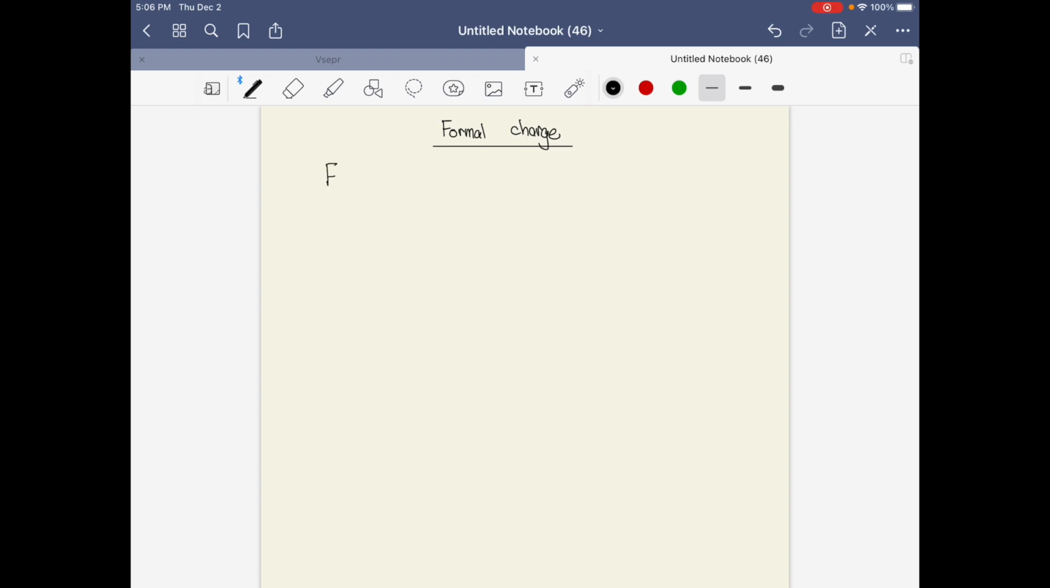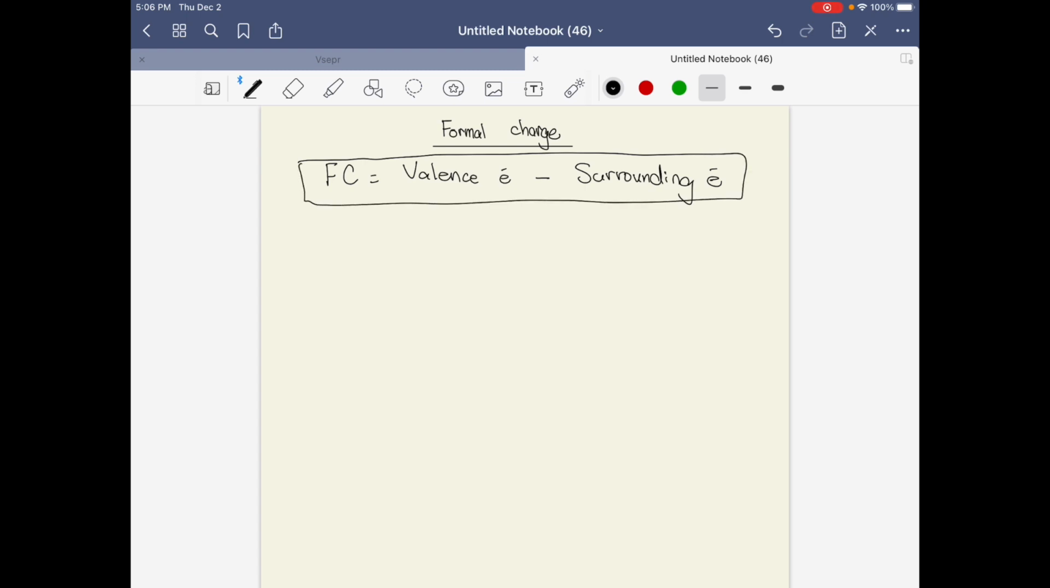So, formal charge is equal to valence electron. So, the atom's valence electron minus, let's call it surrounding electron. Okay, so this is the formula. Valence electron of the atom subtracted by, of course, the surrounding electron of that particular atom. So let's do the examples. Let's do lots of examples so that way you know exactly what's going on and how to apply this formal charge formula. So let's do one.